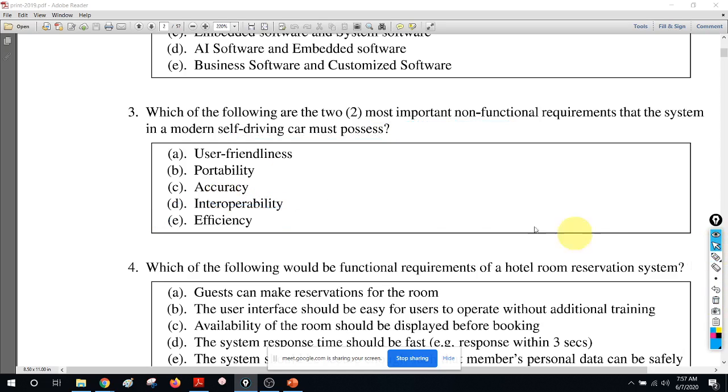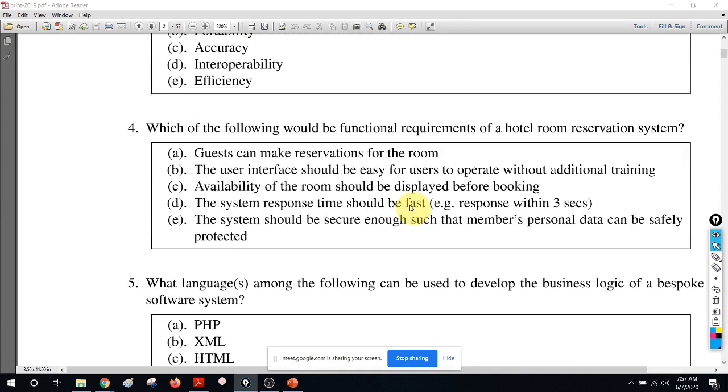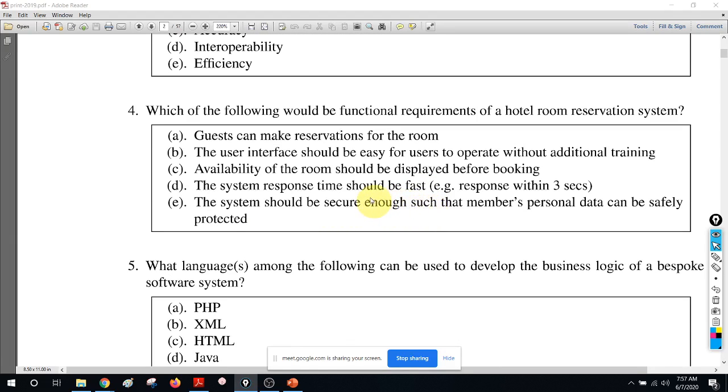So let's move on. Fourth one. So you can see this. There can be some interesting questions. So we can have agreement, we can have disagreement. So that is part and parcel of life. Which of the following would be functional requirements of a hotel room reservation system? So now they are talking about what? Functional requirements of hotel room reservation system, not non-functional functionalities, right?